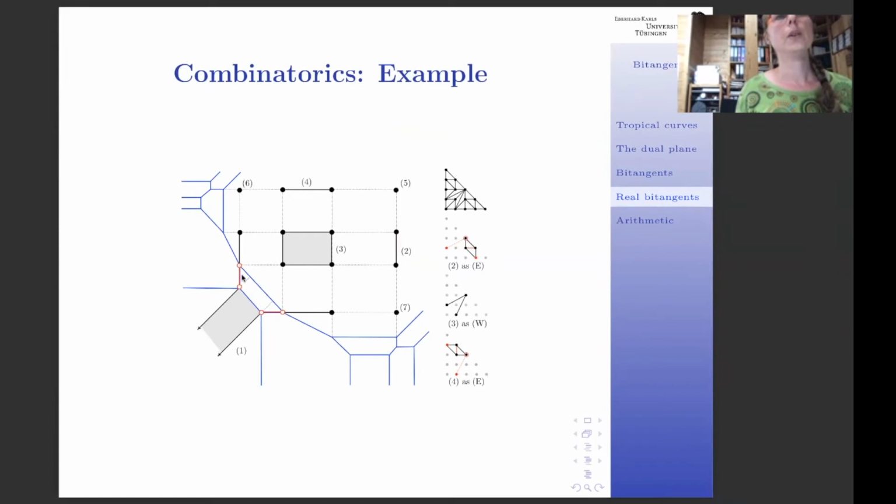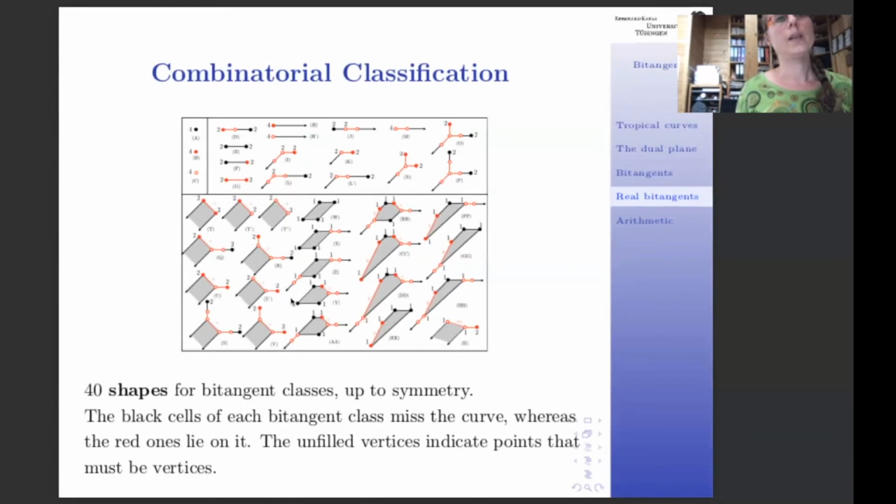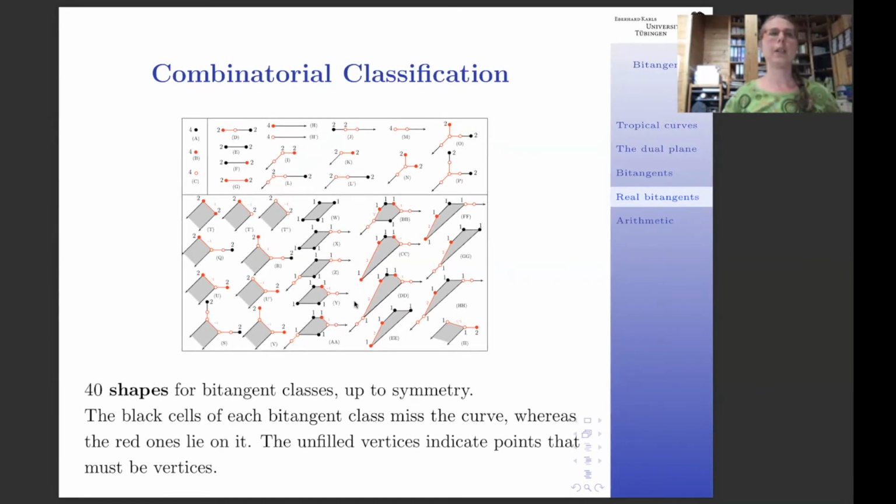So if we look back at this example, here it's also color-coded already. We've seen those two red edges. This is supposed to be red also. It's probably just hidden behind the blue. So these edges here are red, and in white the vertices of the curve. This is how we use the color coding to really give a full combinatorial classification of the bitangent classes.